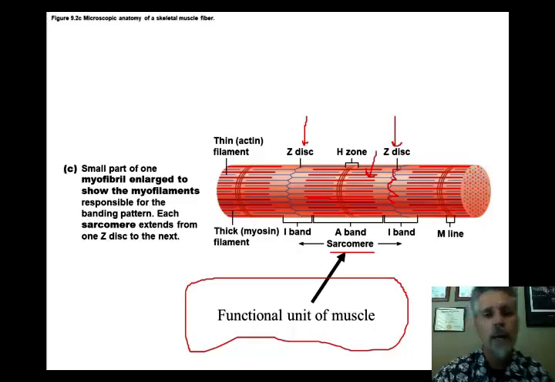So notice that right in the very center of the A band, there's an area where we don't have any thin filaments, where it's just thick filaments. It still looks dark because the thick filaments, as their name indicates, are fairly thick, but we'll talk about that H zone later on as well. And M lines, we'll bring that in later on.